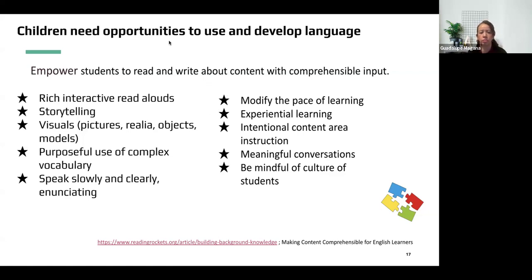And thank you, Cami. Modify the pace of the learning, experience learning, intentional context, meaningful conversations, be mindful of the culture of the students. And that's a huge one, especially for high school and middle school. I remember one teacher sharing their cultural background with a Middle Eastern student, and they were having a topic about, and I think it's going on a lot right now with what's going on in Texas about the sex ed class.